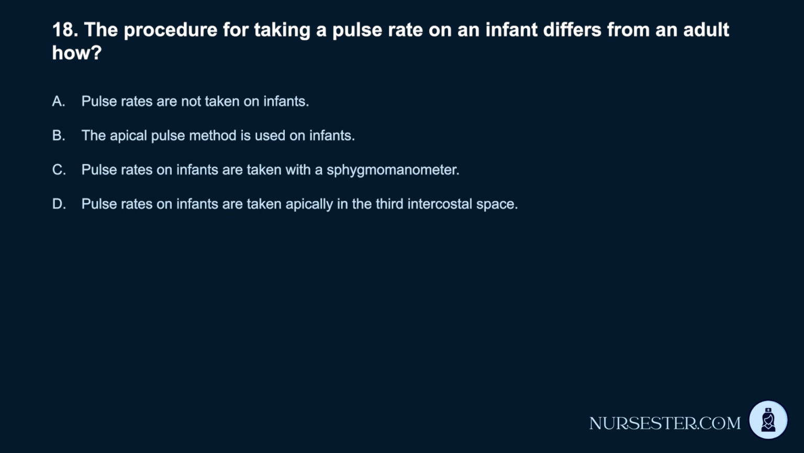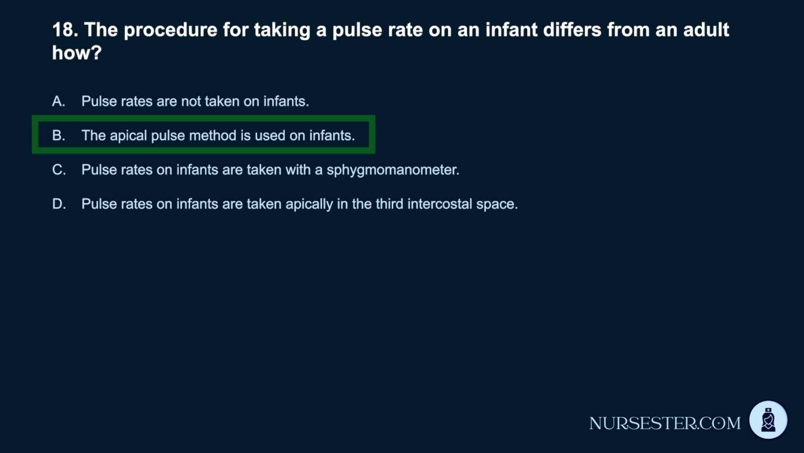18. The procedure for taking a pulse rate on an infant differs from an adult how? A. Pulse rates are not taken on infants. B. The apical pulse method is used on infants. C. Pulse rates on infants are taken with a sphygmomanometer. D. Pulse rates on infants are taken apically in the third intercostal space.